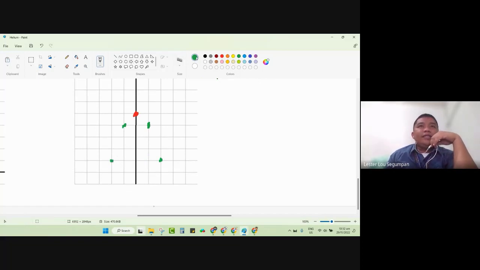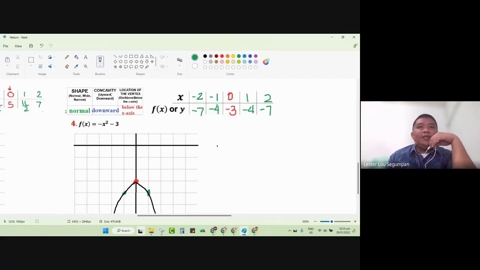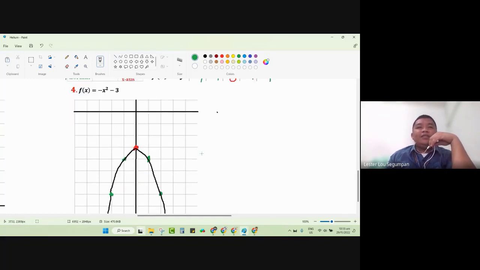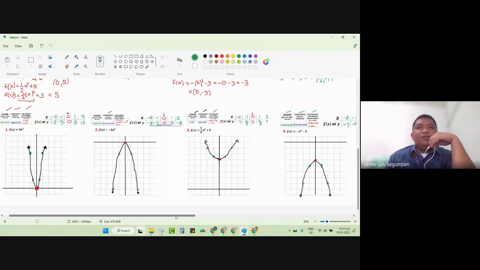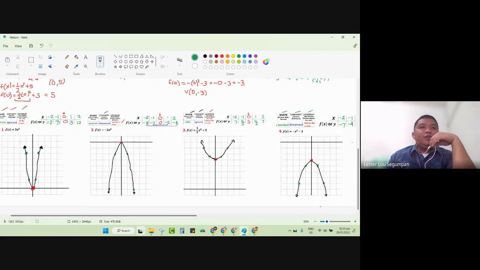To those who are wondering, this is actually the normal form of the parabolic graph. Normal in a sense that the coefficient is just 1. So the shape is a little bit more normal than what it used to be. Unlike the first three examples, narrow, narrow, and wide, you have here normal. So it opens downward. The location of the vertex is below the x-axis, and it's normal. So you have this graph. So these are your 4 graphs here at the bottom for your 4 functions. This is for your first function, second function, third, and fourth.